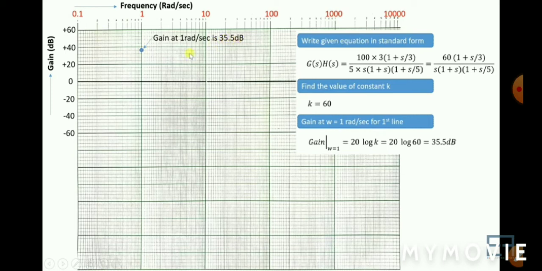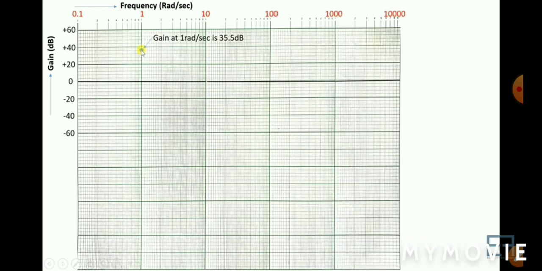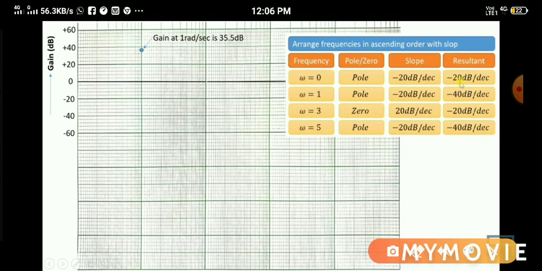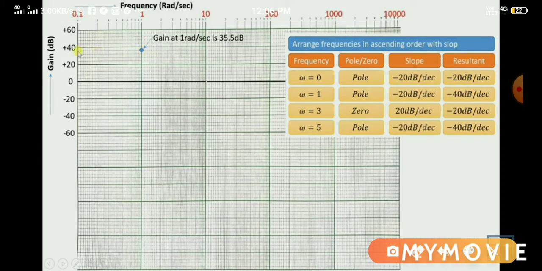Omega equals 1, 40. So 35 will be somewhere between 20 and 40, in the middle, near to 40, yes, this point. Plus gain at 1 radian per second is 35.5 decibel, right. So after marking K, next is the magnitude table, right.